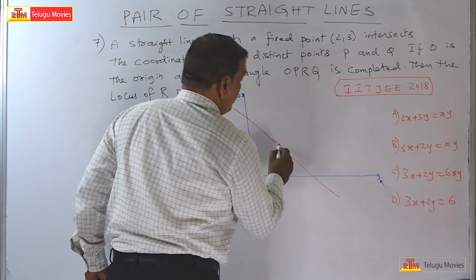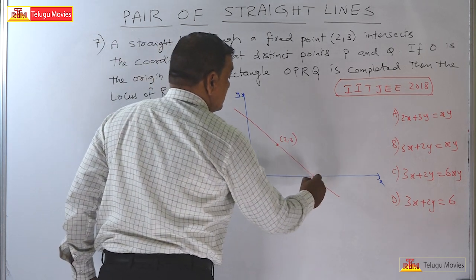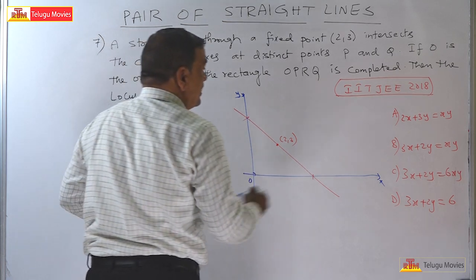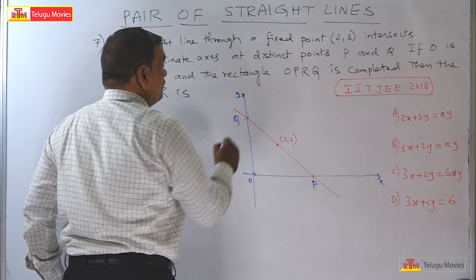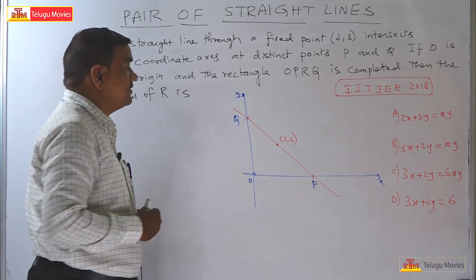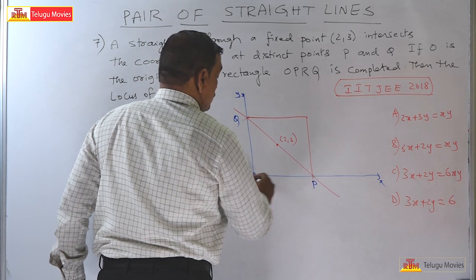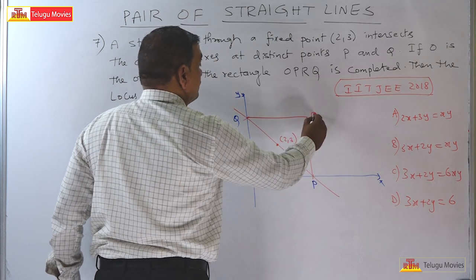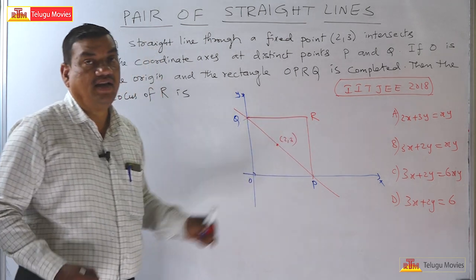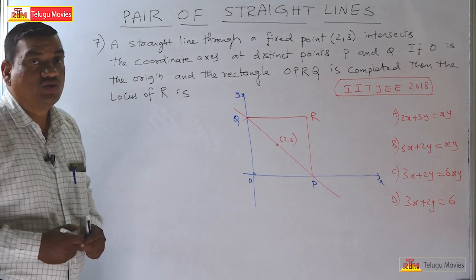It passes through the fixed point 2 comma 3. It intersects the coordinate axes, in order: you have to take P here and Q here. So that OPRQ is a rectangle. So he is saying that he completed the rectangle. Therefore OPRQ is a rectangle. He is asking us to find the locus of R.